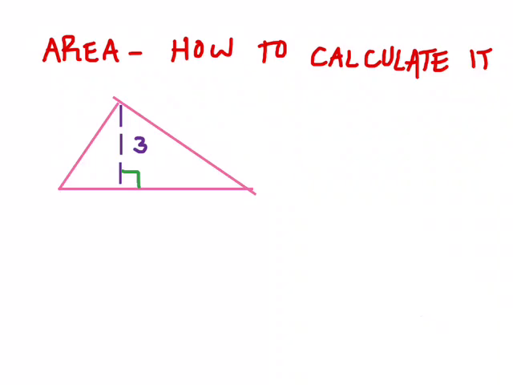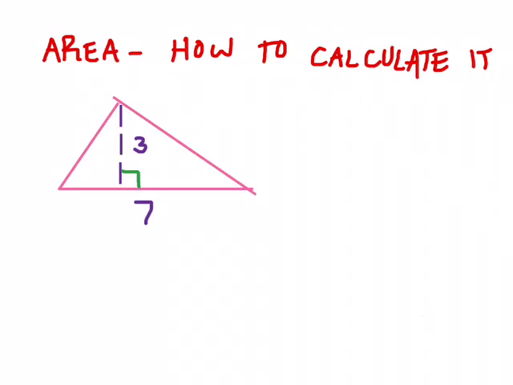The other information we need when we're dealing with triangles and trying to find their area is what's called the base. And the base is going to be the other side of the triangle, the actual length of a side of the triangle attached to that right angle. So in this case, the base would be right here on the bottom. Let's say that was 7.